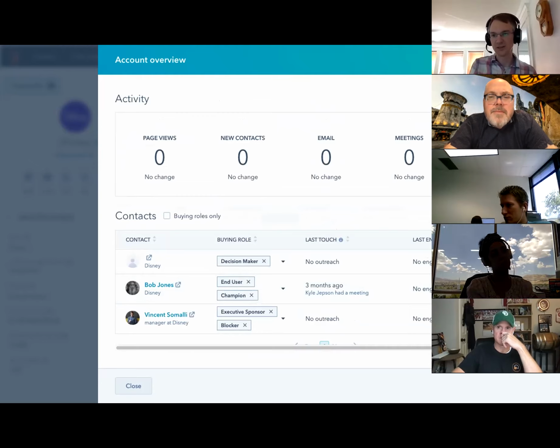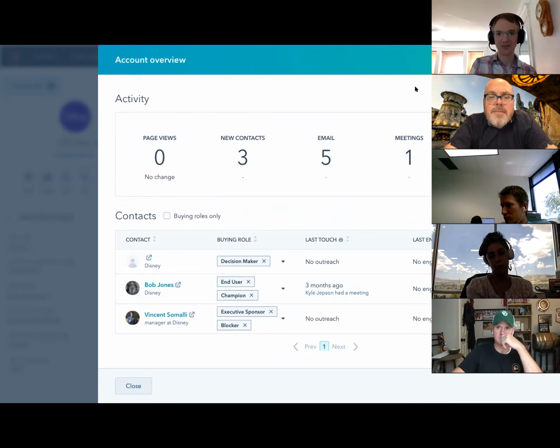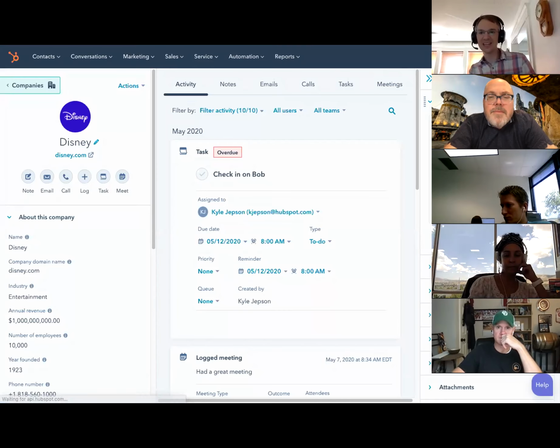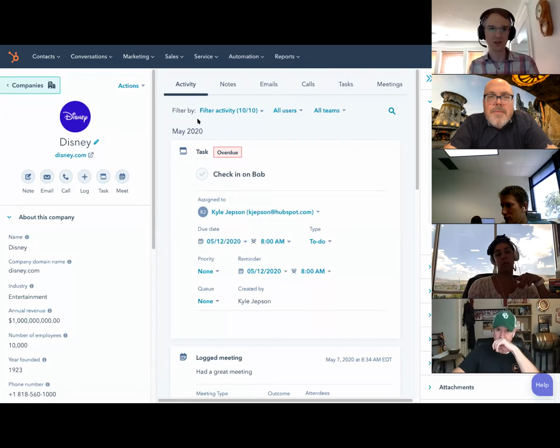You can filter all this information by whatever time frame you're interested in. Real numbers start to appear. That's very exciting. So that is the account overview. That is now on all company records, whether they're target accounts or not. Gives you a deep look into what's going on with them.